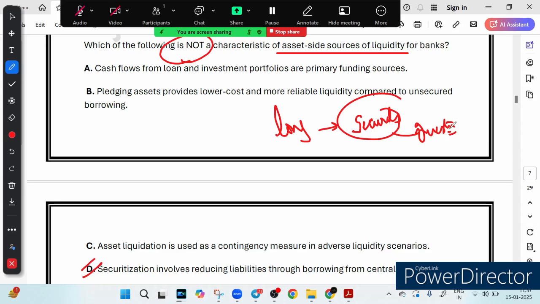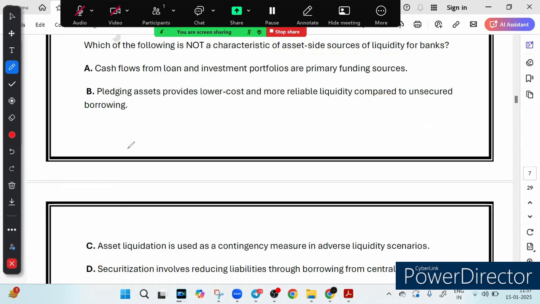Why is option D correct? Now option A says that cash flow from loan and investment portfolio are primary funding source, right? Asset side source of the liquidity for the bank. This is correct because bank generate periodic cash flows such as principal repayment and interest income from their loan and investment portfolio. These cash flows are crucial for funding the bank operation and maintaining liquidity. Think of it like a steady income you get from renting out a property. It is a reliable source of cash.